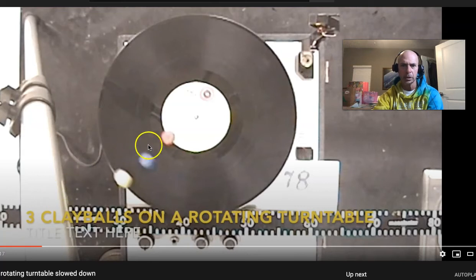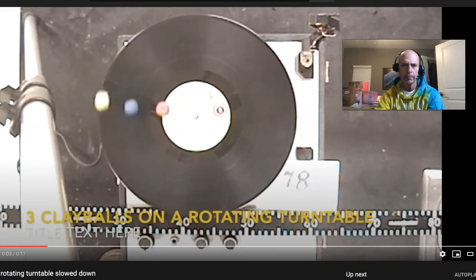Okay, so basically I have all three of these clay balls. I've got a red one, a blue one, and a yellow one. They're all traveling at the same rotational speed. So it takes the same amount of time for each one to make one rotation, or one orbit, you might say. All right, let me keep playing it.